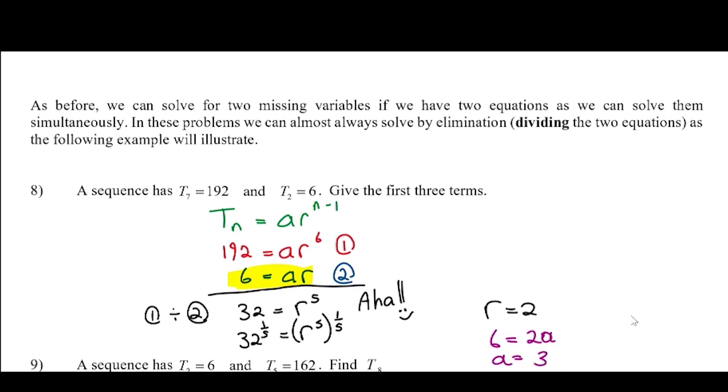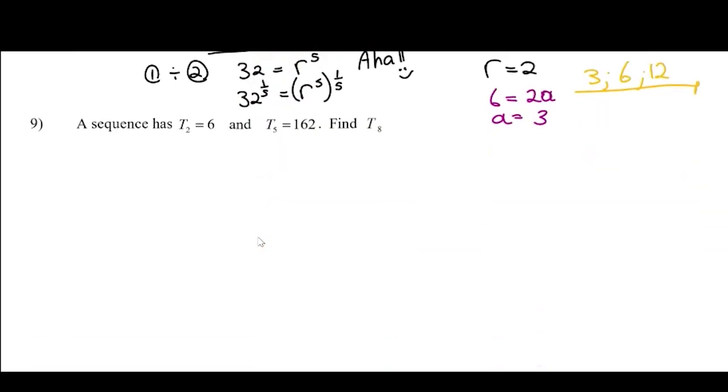Right, and now I'm in a position to write down my first three terms. My first term is a. I'm then going to multiply by r, which is 2. 3 times 2 is 6. And I'm going to multiply by 2 again to get 12. Right, and there's my sequence. Let's try another one. Perhaps you want to pause the video and try it yourself, and then let it run again.